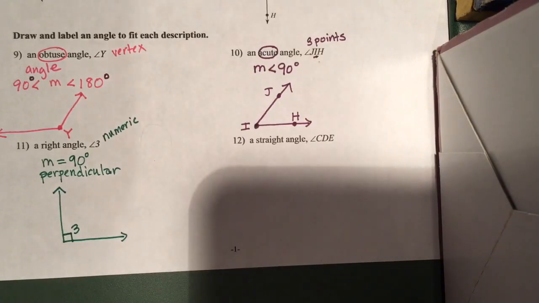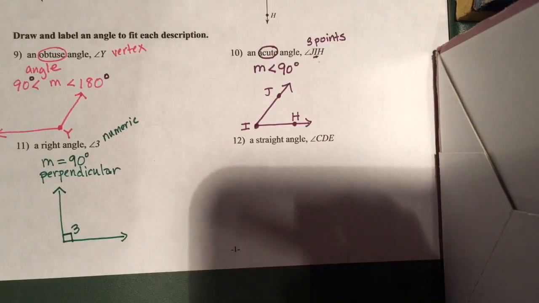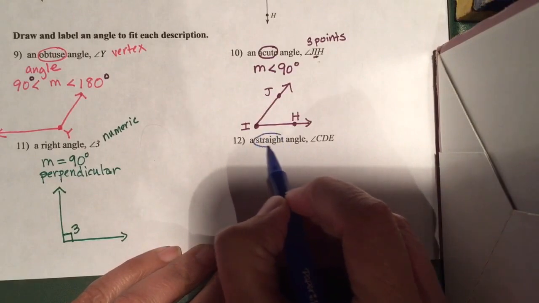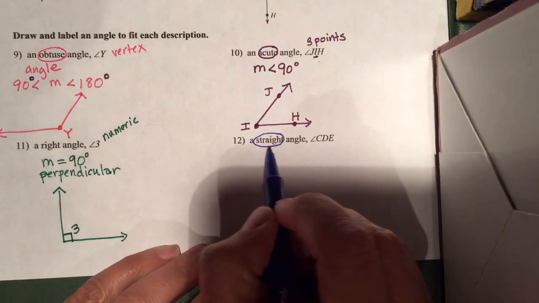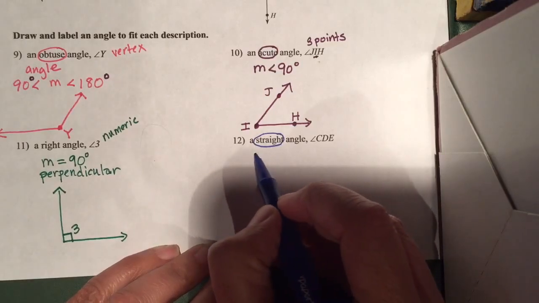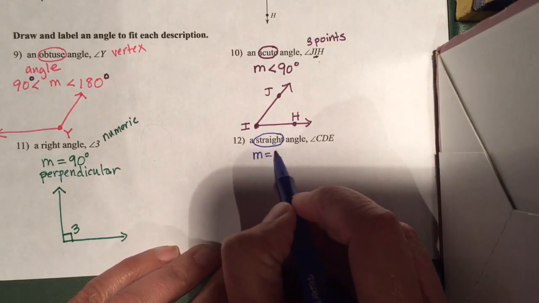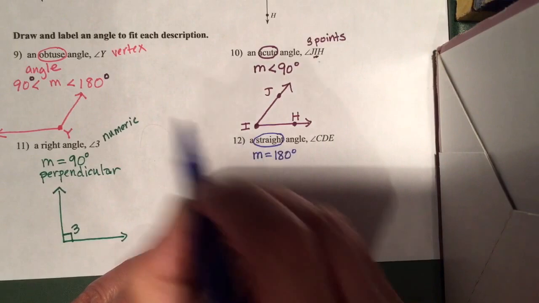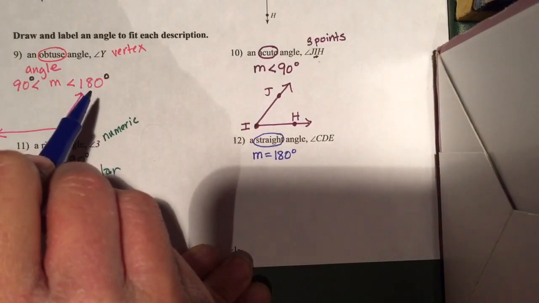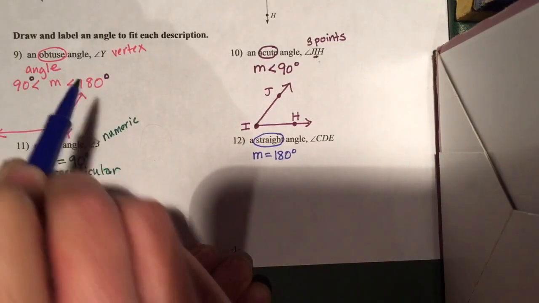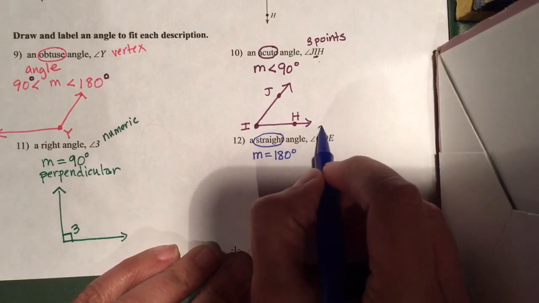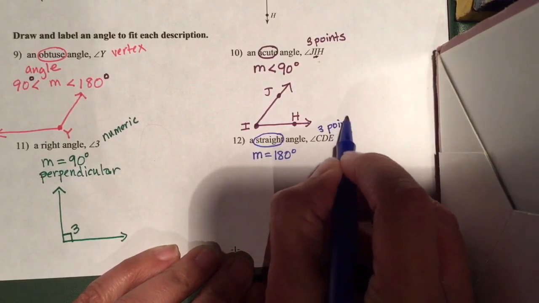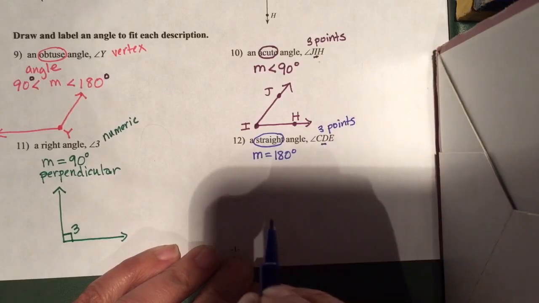We've got one more, so let's look at number 12. We're looking at a straight angle. A straight angle, not George Strait, is a straight line. It's a line whose measure equals 180. Notice the obtuse can't equal 180. Once it hits 180, it becomes a straight angle. And this is a 3 points name. Because it's a 3 points name, what's our vertex?